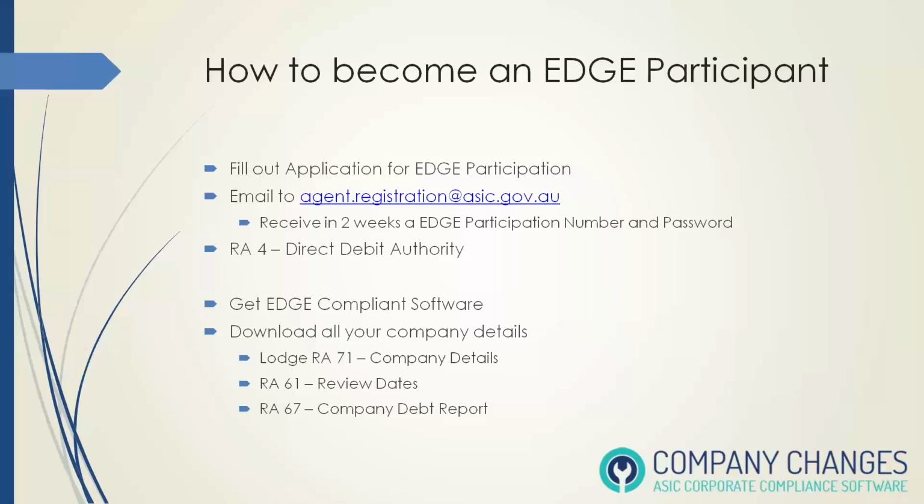And that form has to be sent to ASIC. ASIC will send you an Edge participation number and a password. Now that form has to go with another form called RA4, which is a direct debit authority. Now, when you become an Edge participant, when you form a company, ASIC will direct debit your bank account. So you need to give your BSB and your account number to ASIC so that they can take the money out of your bank account the next day.